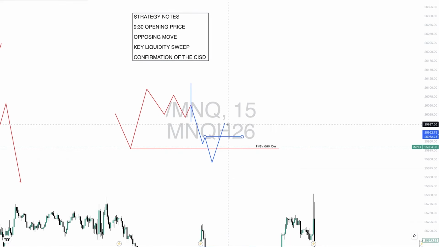And by using that 9:30 opening price and marking out our key liquidity points and actually waiting for that confirmation in the change in the state of delivery, we'll actually be able to see that manipulation, and we're able to see price go into that distribution phase by seeing this framework play out.